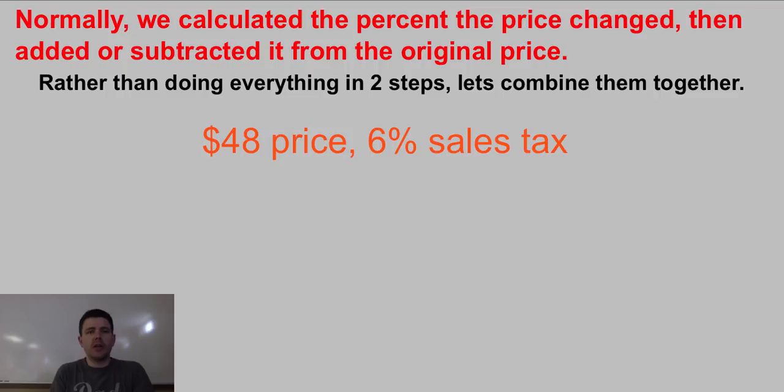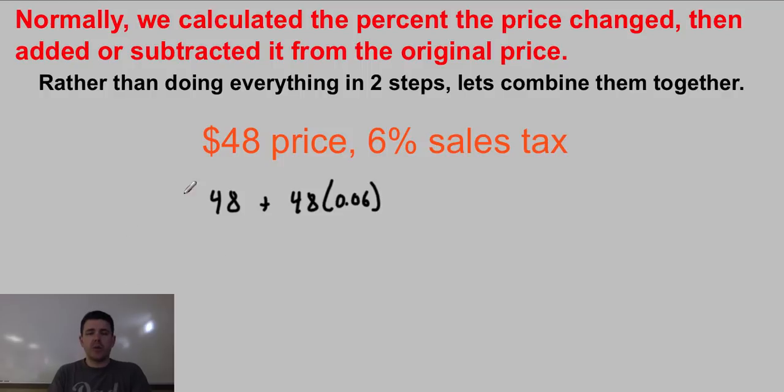So normally when we calculated sales tax or a discount, we would calculate how much the sales tax is going to be or how much the discount is going to be, and then we would either add it or subtract it from our price. This time, we're going to combine those two together, and here's what I mean. In this problem, we would do $48, the whole price, plus $48 times the sales tax. Basically, we're going to multiply times the sales tax, find out what 6% of $48 is, and then add it on to the whole thing. But rather than do that in two separate steps, let's see if we can combine them all together in one.